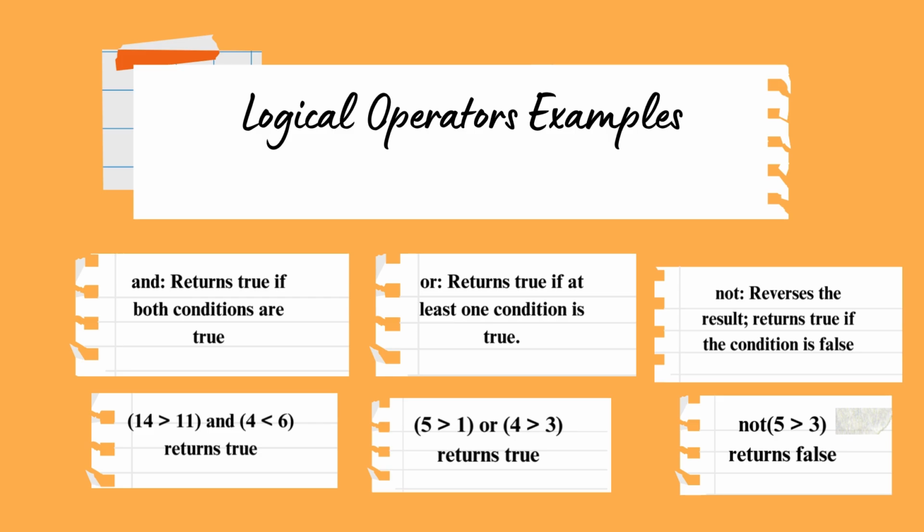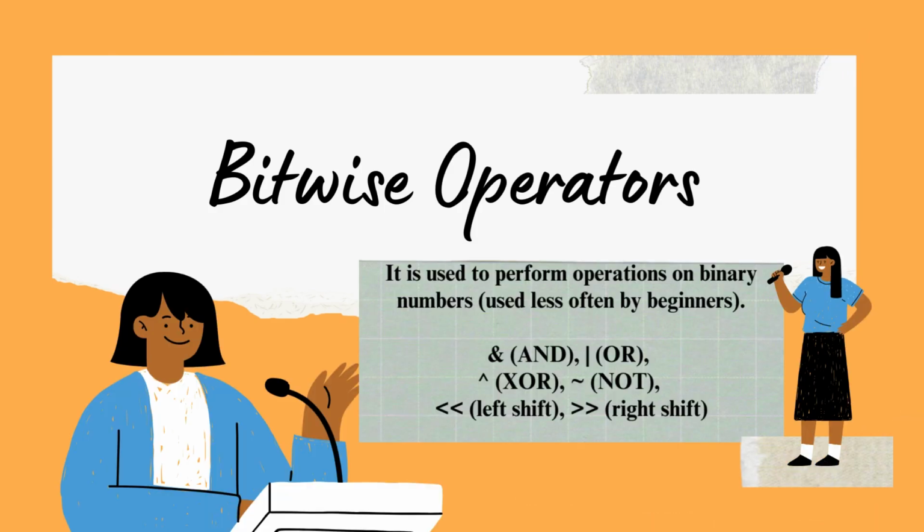Next, we are looking into the bitwise operator, which is used to perform binary operations like binary AND, binary OR, XOR, NOT, left shift, right shift. Well, these operators are not used by the beginner coders, but it is used in the advanced levels.